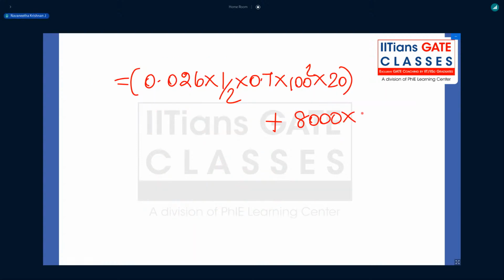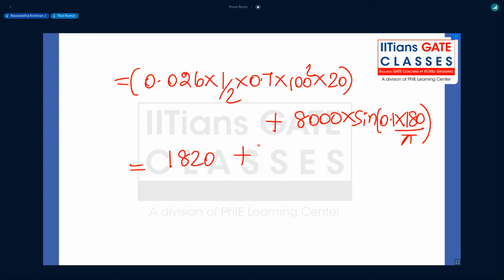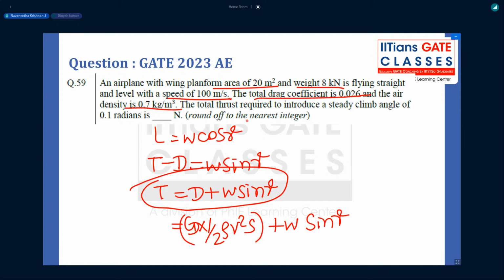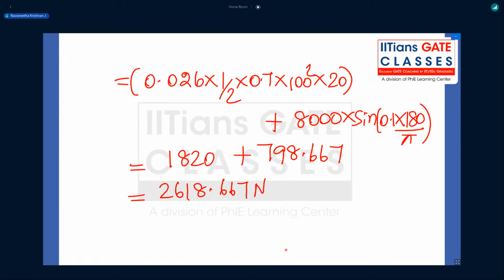Gamma is in radian. If you have a radian calculator, you can use that way. Otherwise, we have to convert that radian into degree. How will you convert? Multiply it by 180 by pi. So you can convert into degree. We get this value as 1820 plus 788.667, so it is 2618.667 Newton. They asked to round off to the nearest integer. If I round off to the nearest integer, this is 2619 Newton.